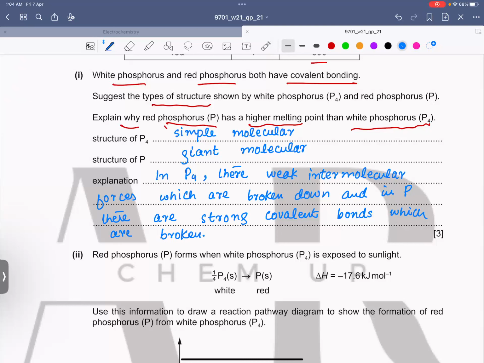Sir, giant molecular has covalent bonds? Yes, giant, yes, giant molecular. For example, you look at diamond, graphite, or silicon sand. They always have covalent bonds.